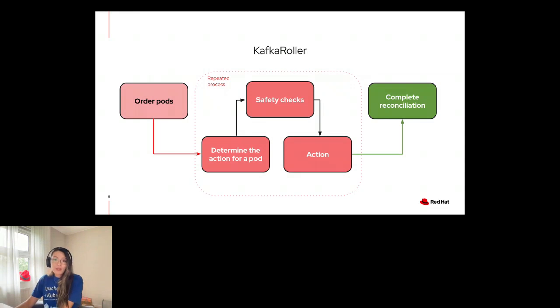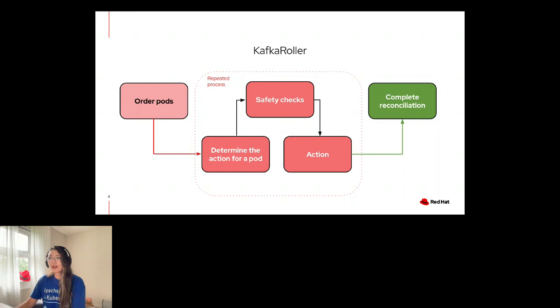So this is, from a high level, how KafkaRoller works. The first thing it does is order pods. Restarting the pods in the right order is quite important. There are different nodes with different roles and responsibilities, so which one you start first or last has a different kind of impact. It then repeats the process of determining the action for a pod, doing the safety checks, and taking the action. These 3 steps are a repeated process, which gets executed for each of the pods in the order.